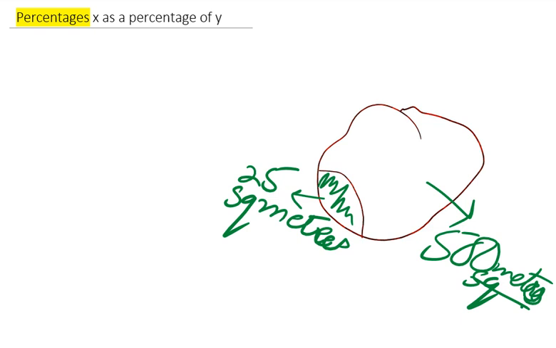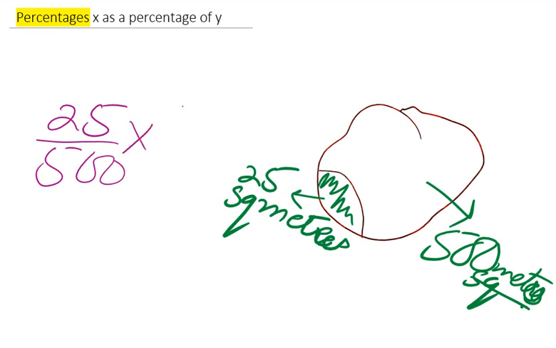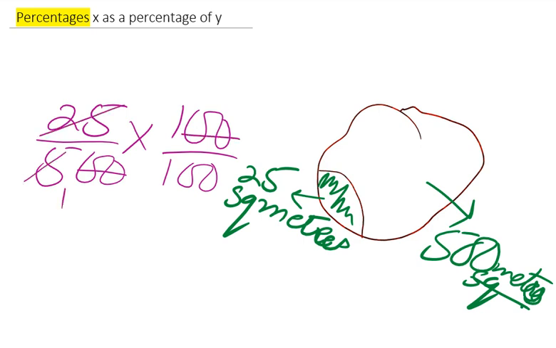So we are going to use a fraction, that's 25 over 500 times 100 and divided by 100 again. This 100 will cancel this out, and then you just need to cancel these terms and you get 5%, or you can say that 25 is 5% of that whole 500 square meters of an area.